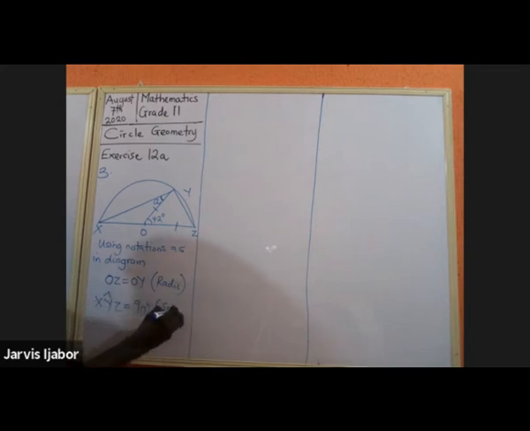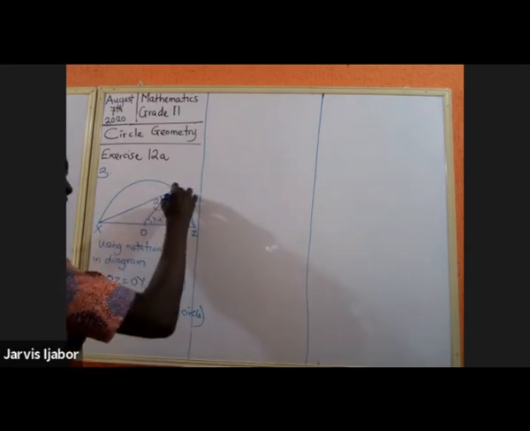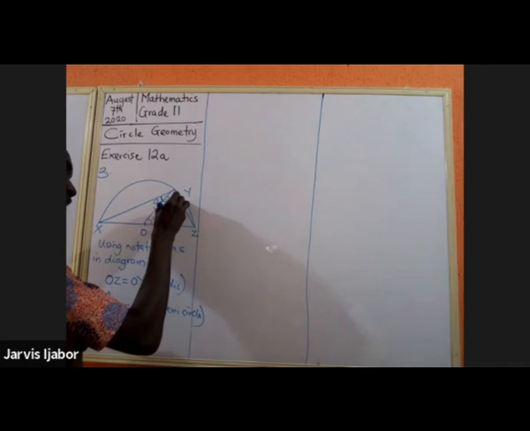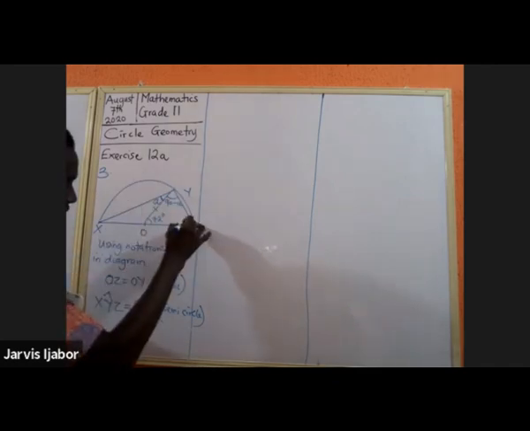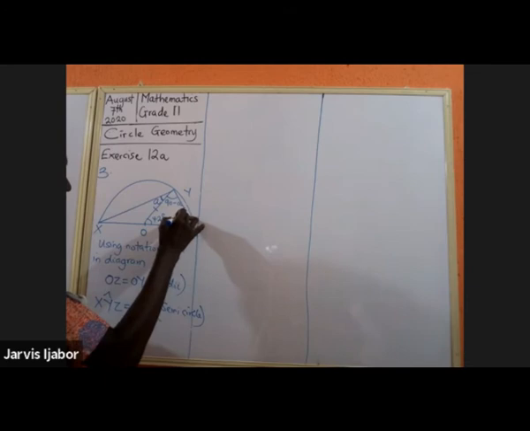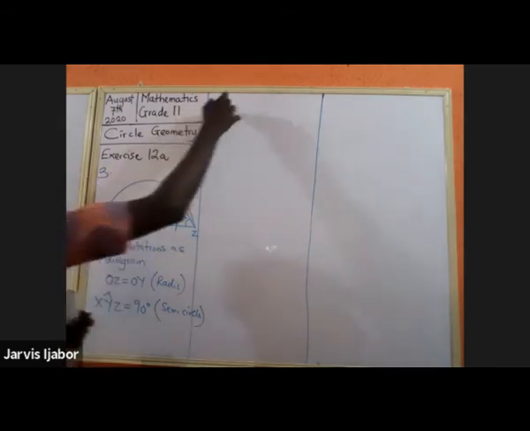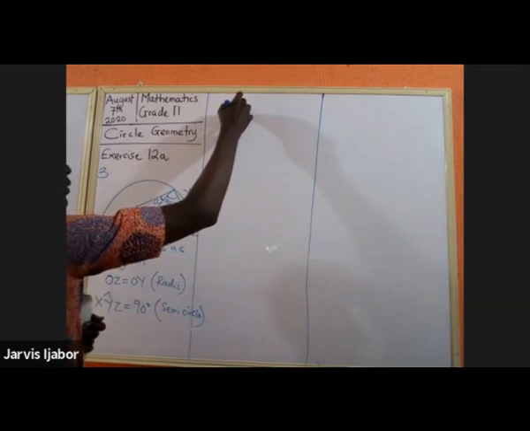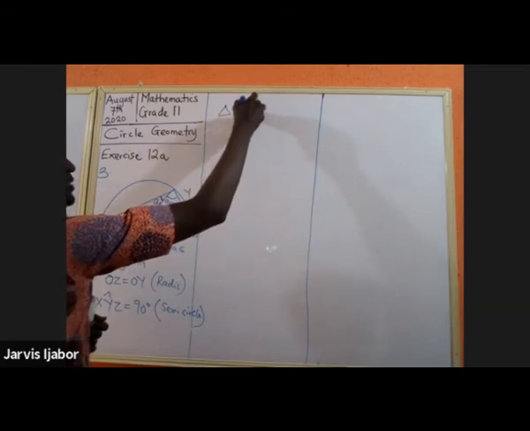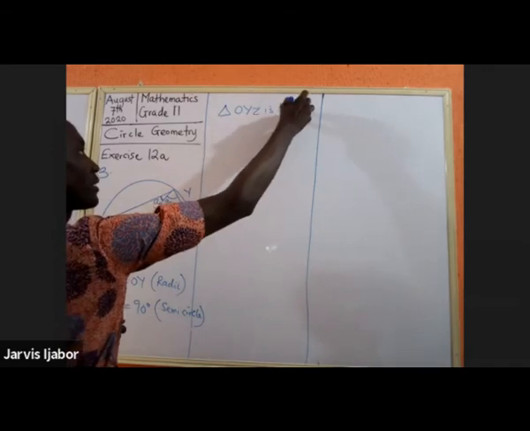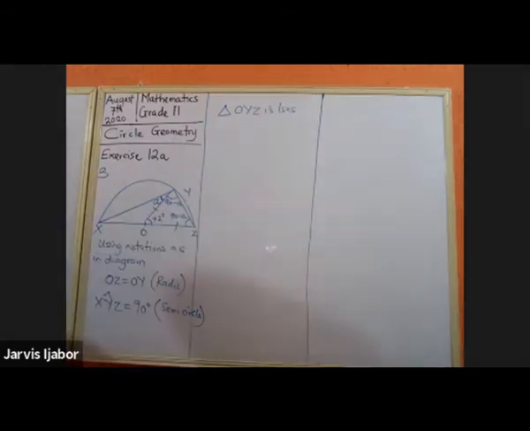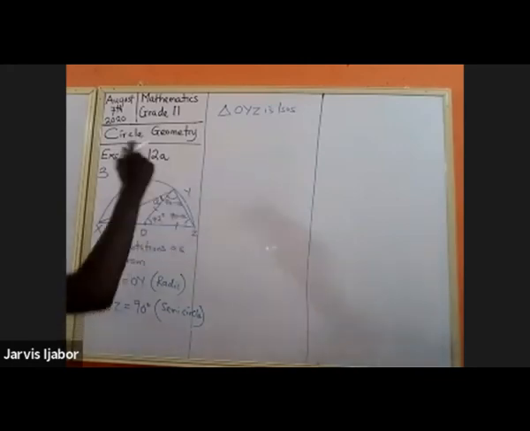Now, look at this. Angle XYZ is equal to 90 degrees. What's the reason? Semicircle. So it means that this angle here will be 90 minus A. And this angle here will also be 90 minus A, because triangle OYZ is isosceles. This is an isosceles triangle.